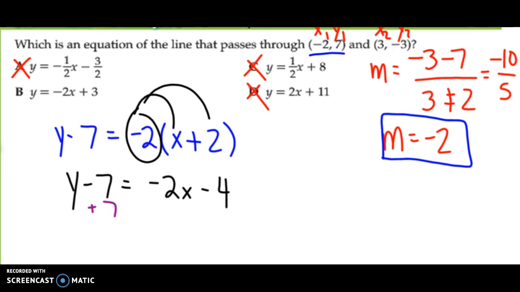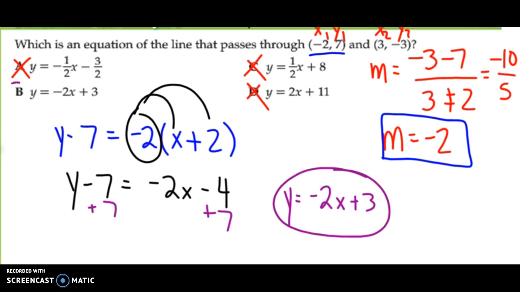Then I'd add 7 to both sides. And I'd say y equals -2x plus 3, which in fact is D. So that's how we can go from finding the slope, then we pick either point. I could have picked the other point, 3, negative 3, and I'd get the same answer. Doesn't matter which point I pick because they're both on the same line.